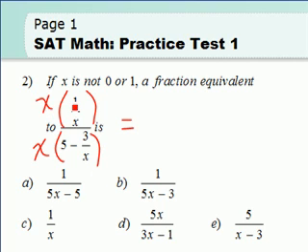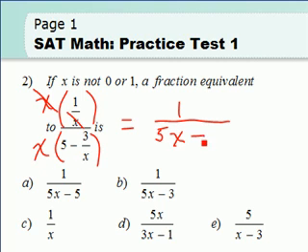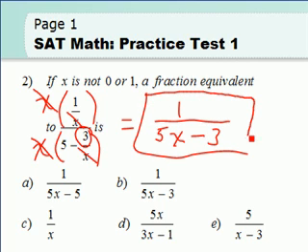So we have x times 1 over x. x cancels with x. It gives me 1. And I have x times 5. That's 5x. Minus. And then I have x times 3 over x. The x cancels with the x. I'm left with 3. So the simplified answer for that complex fraction is 1 over 5x minus 3. So the answer here for problem number 2 is letter B.